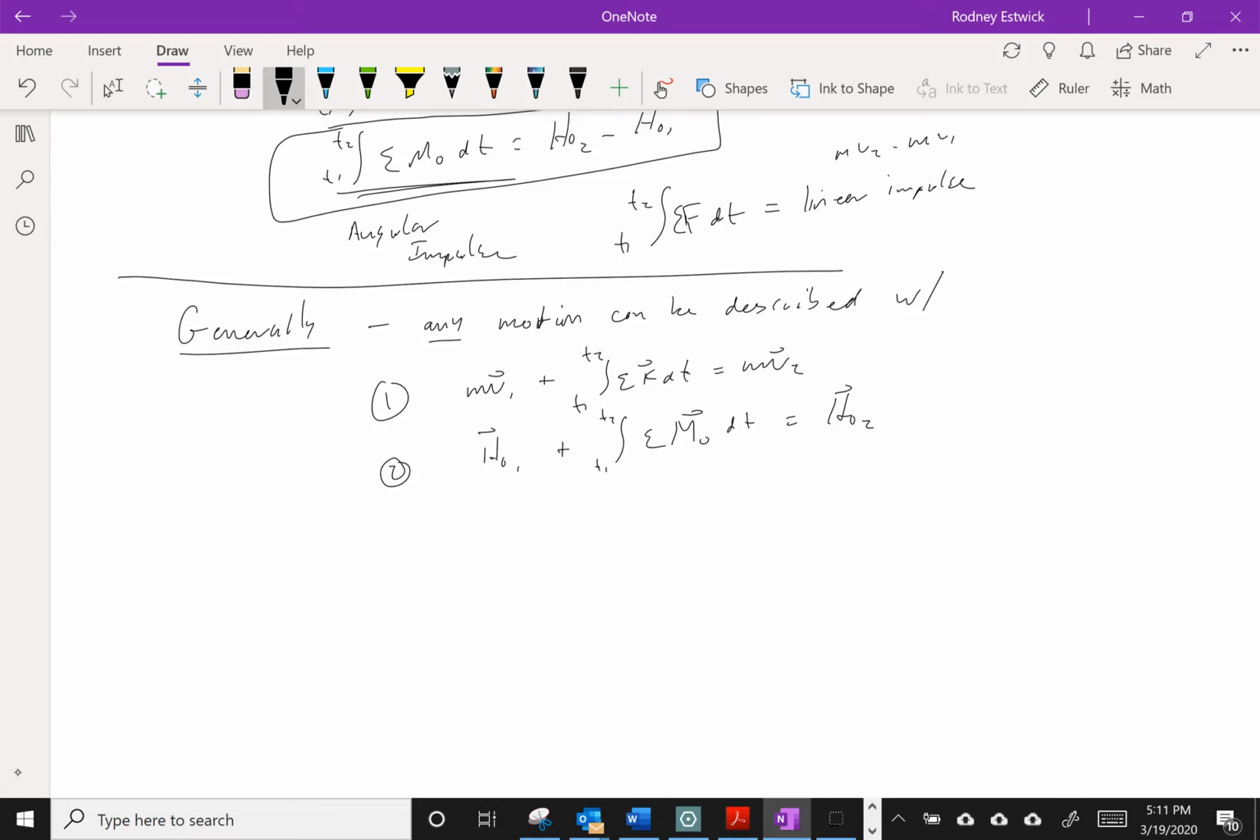So what does this mean? You step back and think about this. If I've got a box and a bunch of forces act on it and it moves, if it just moves in a straight line, meaning all of the forces act on its center of gravity, I don't like that description. We'll come back to that. So generally, any motion can be described this way.